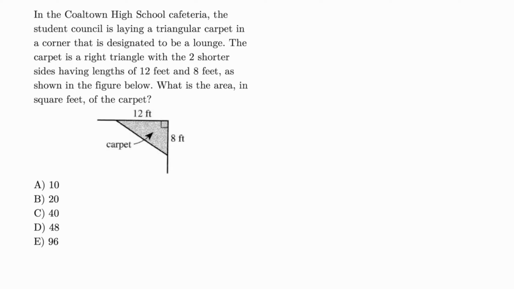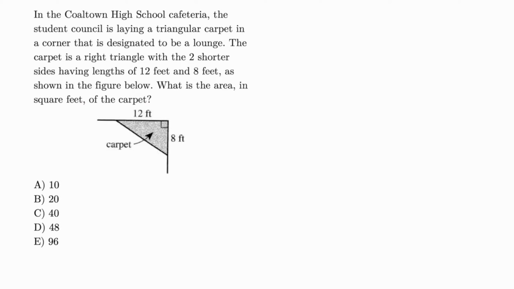In this problem, we have lots of context given, but really at the end of the day, our job is to find the area of this triangle right here. The context just says we're laying a triangular carpet that's designed to be a lounge, and it says ultimately what is the area of the carpet. So that's really where we're getting that from.